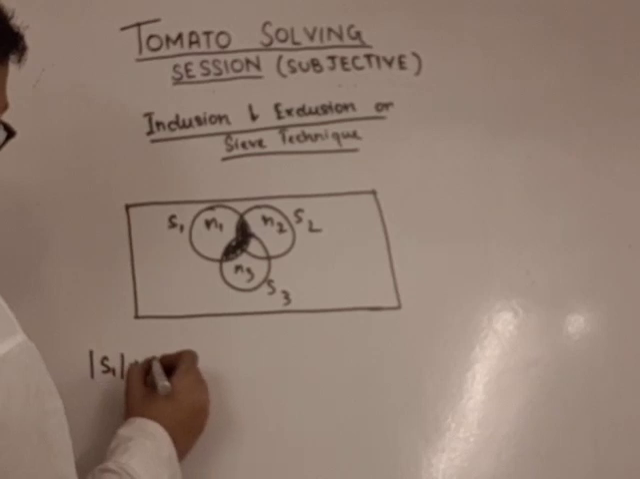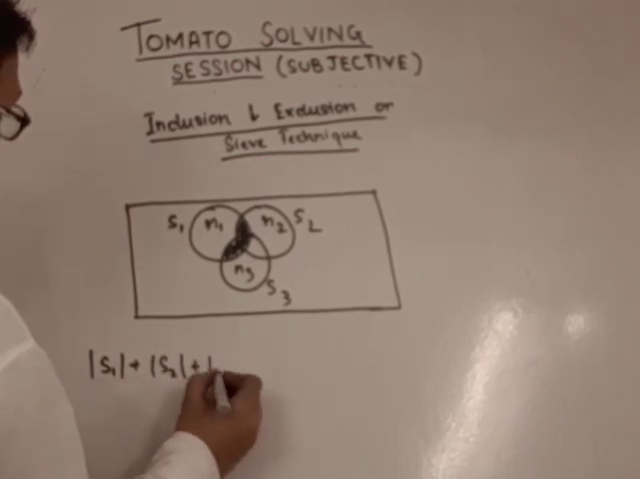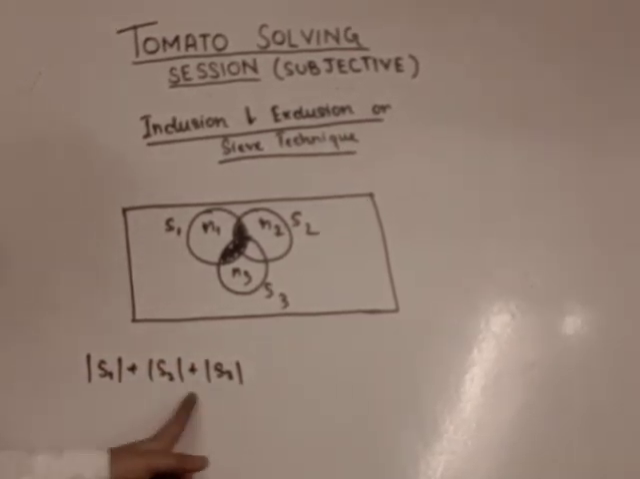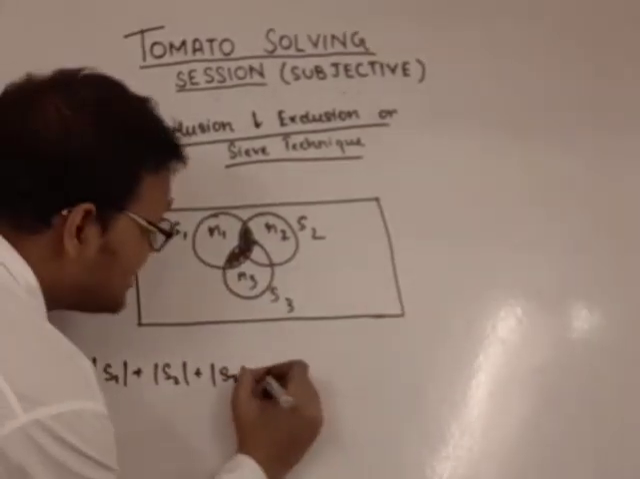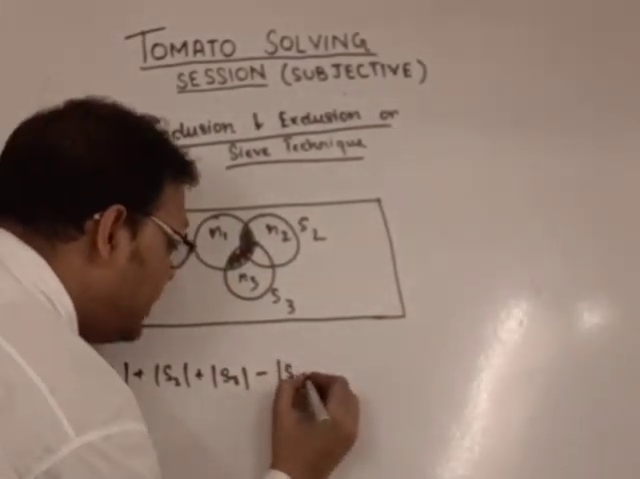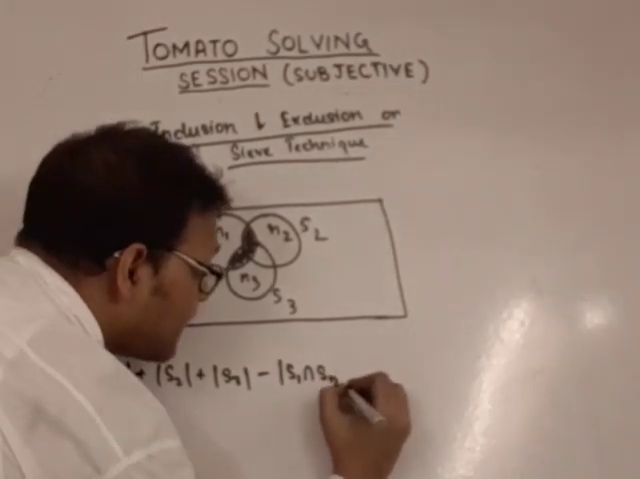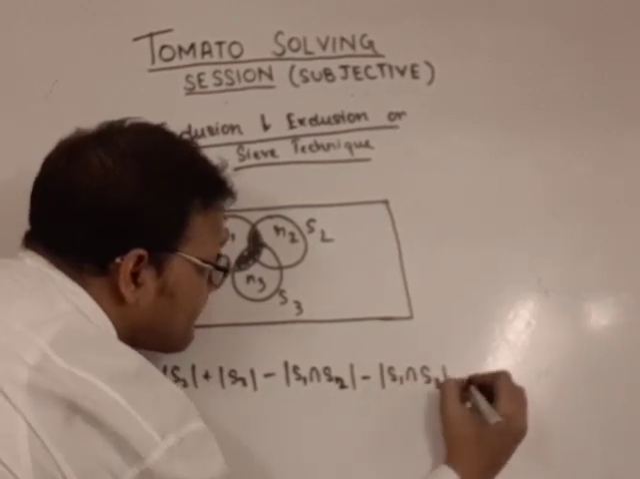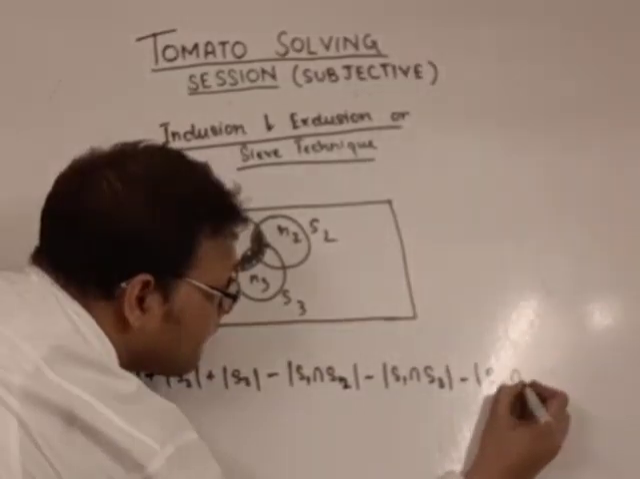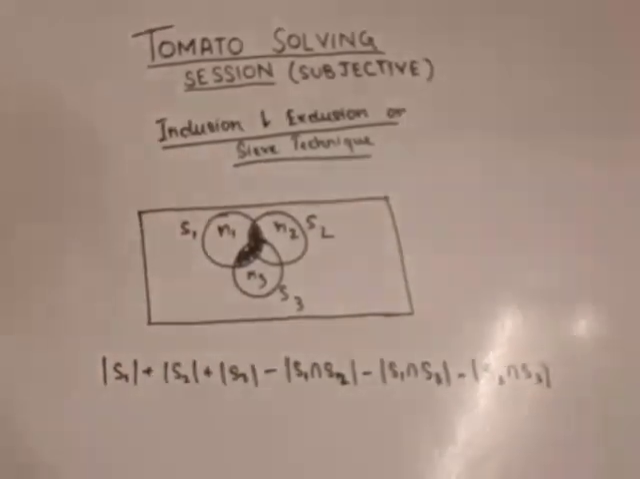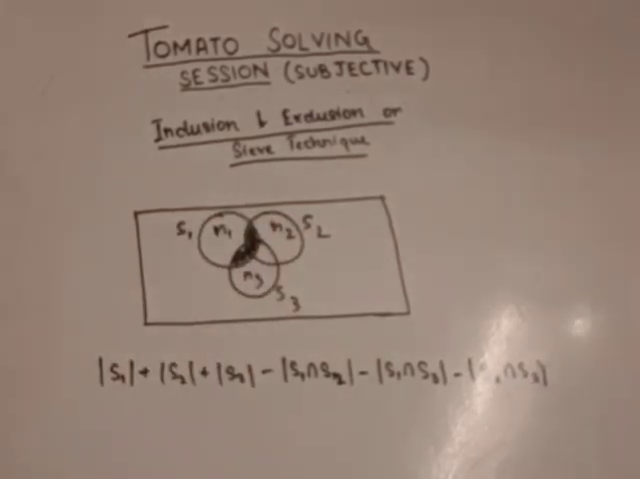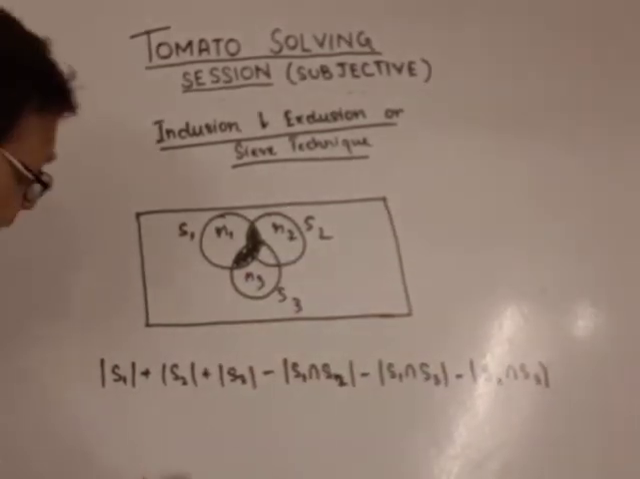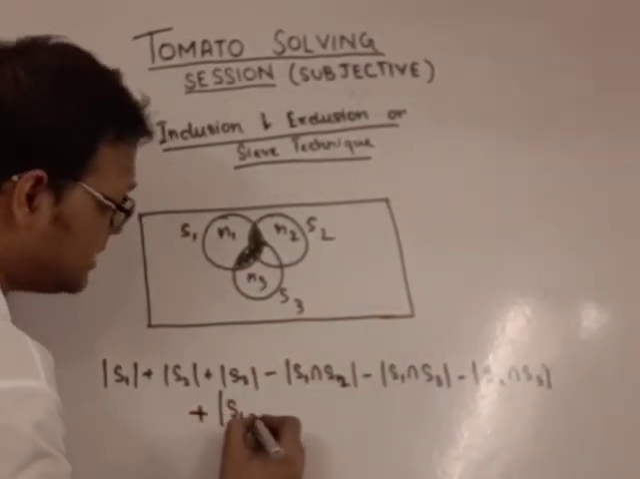S1 plus S2 plus S3. So this is needed, so we include it. Include what is needed, exclude what is not needed. In this we have counted the intersection terms, but oh no, we have just missed this small portion in the center. So include what is needed, exclude what is not needed, and then again include what is needed.